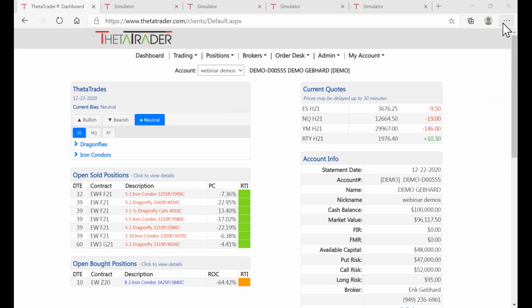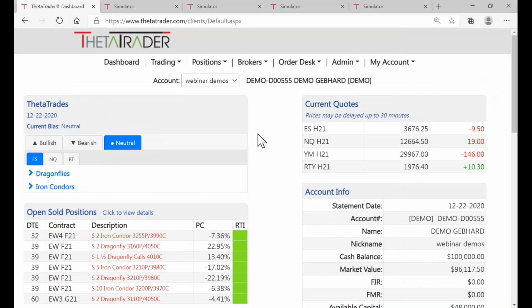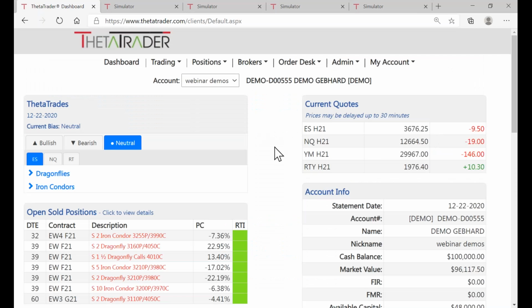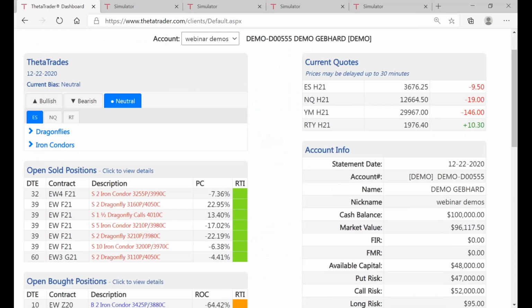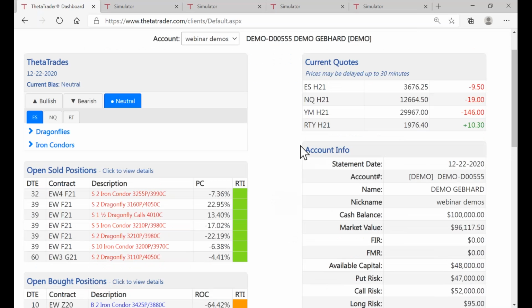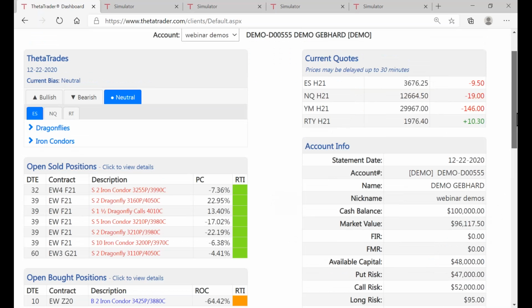All right, ladies and gentlemen, here we are. Let me expand this just a little bit so you get a more magnified view. So this is the dashboard for Theta Trader. And it's a pretty simple looking page, and that's by design. You'll see just a few different sections. The Theta trades up here, your open sold positions, any open bought positions. Here's your account info. This is pulling directly from your AltaVest account. This is just a demo account, mind you. And then, of course, your price quotes.